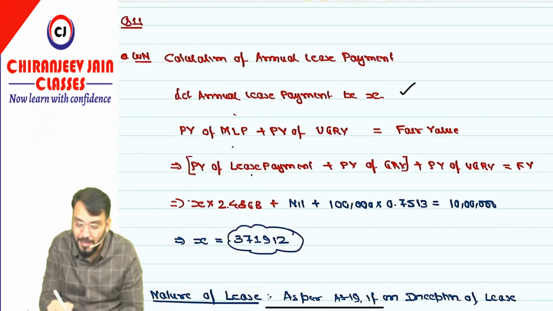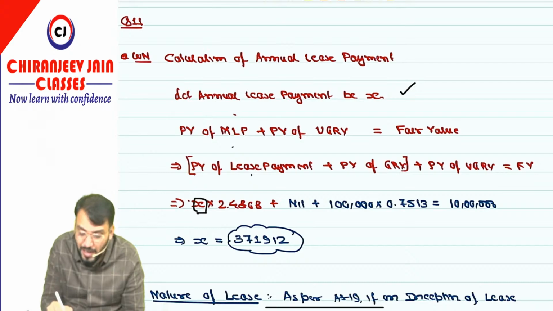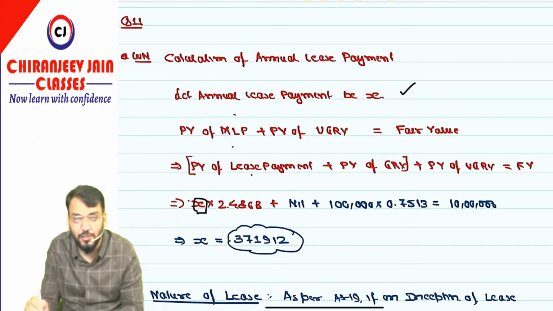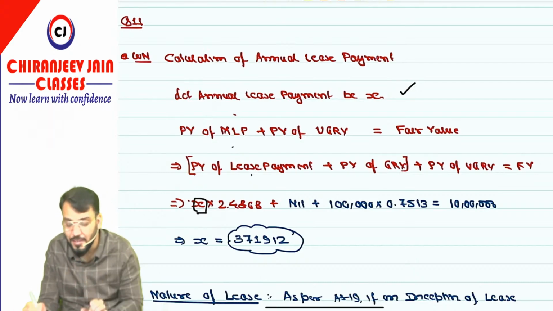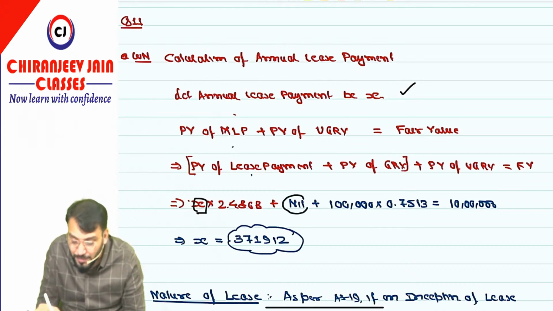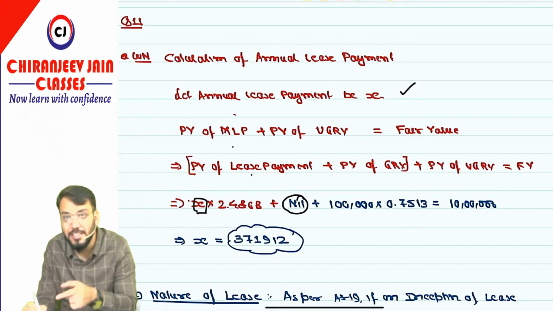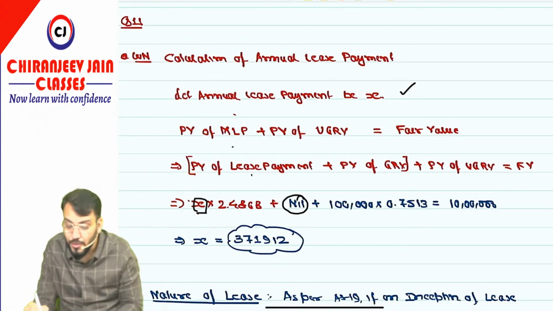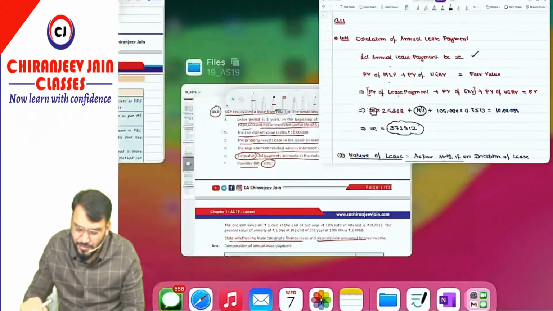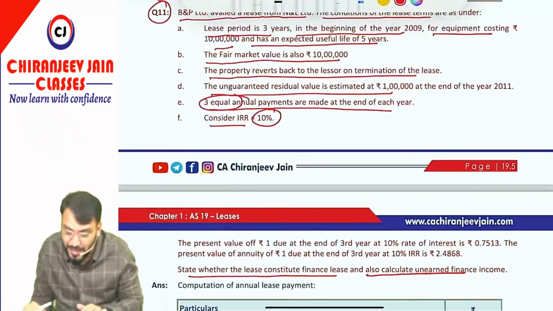Now we can apply it, because lease payment we have considered X. So X into the annuity factor. Annuity factor is also given. Find out the total of the annuity factor. Then GRB is not given, then nil. And UGRB they have given, 1 lakh. 1 lakh into the present value factor at the end of what is the lease term? Lease term is 3 years. So at the end of the 3rd year, that is given.